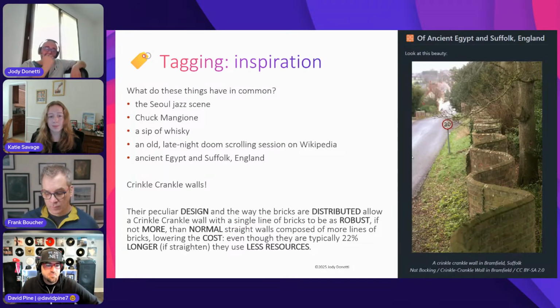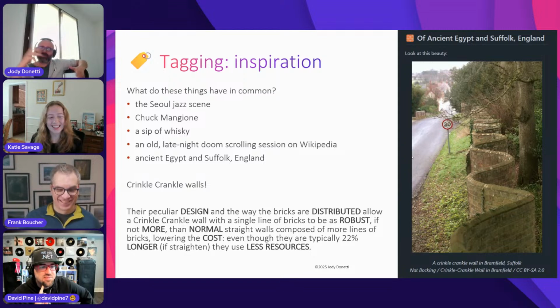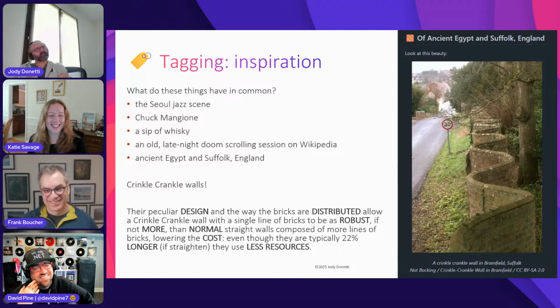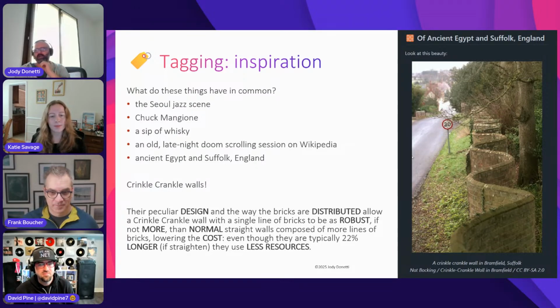So, design inspiration. This is pretty nice, actually. What do these things have in common? Seoul in South Korea, Chuck Mangione, a famous jazz player, a sip of whiskey, a late-night doom scrolling session on Wikipedia, when I was not able to sleep, and ancient Egypt and Suffolk in England. Crinkle-crankle walls, basically. This is the wall on the right-hand side. One night, a couple of years ago, I saw this thing during late-night doom scrolling on Wikipedia, and I was like, oh, that's interesting. I don't know why. I think it may tell me something, but I don't know why right now. So I took a screenshot and kept it on my phone for like 2 years.